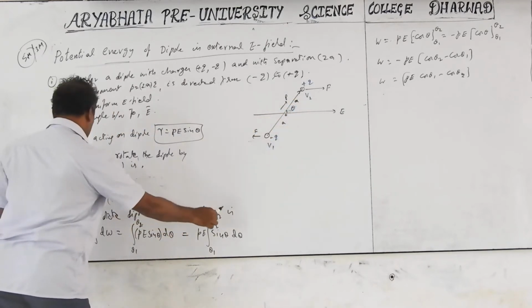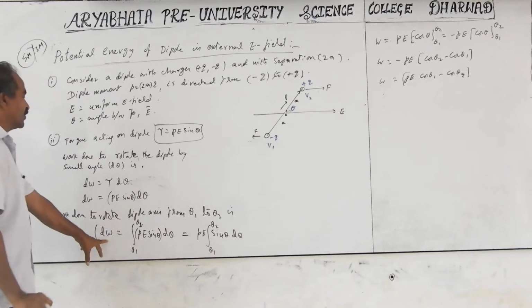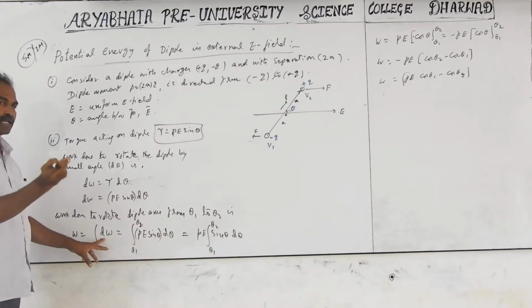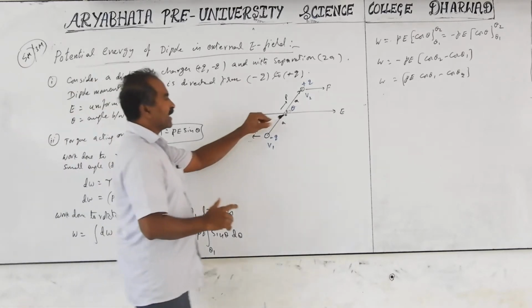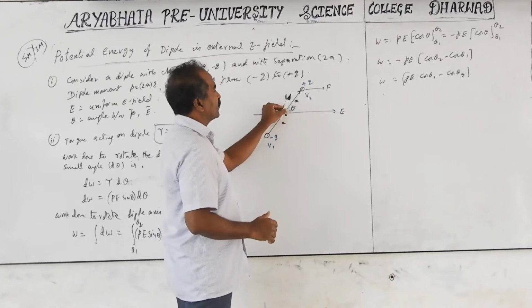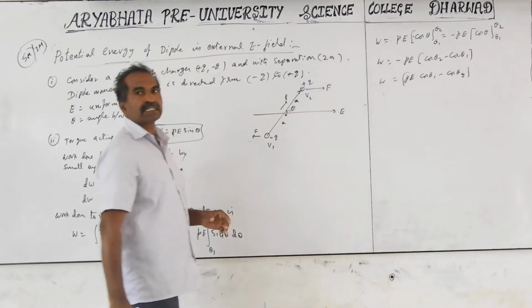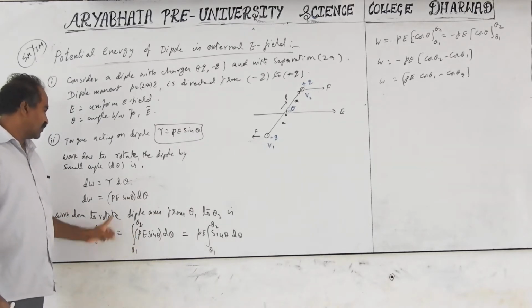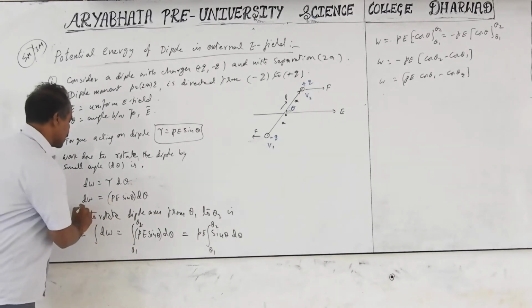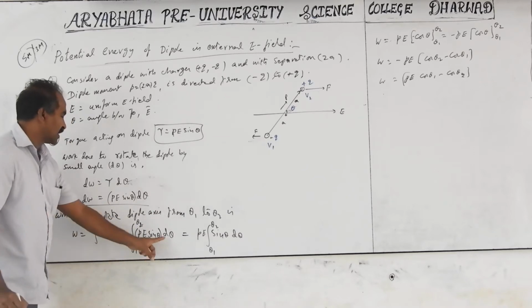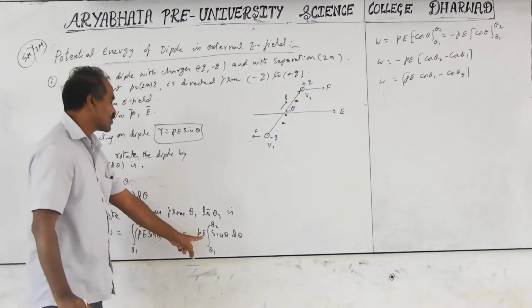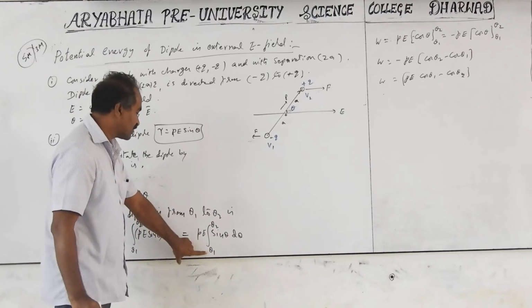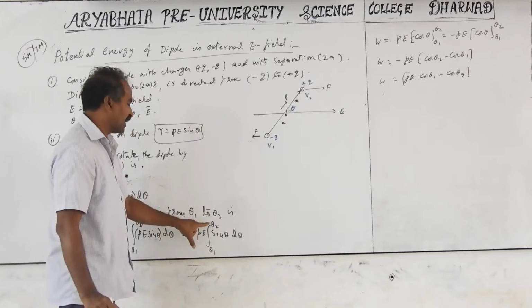The work done in rotating the dipole from theta 1 to theta 2 is the sum of all the small works, and the summation of all these is nothing but integration. The integration of dW is pE sin theta d theta. The integration of sin theta is minus cos theta, and the limits are from the initial angle theta 1 to the final angle theta 2.